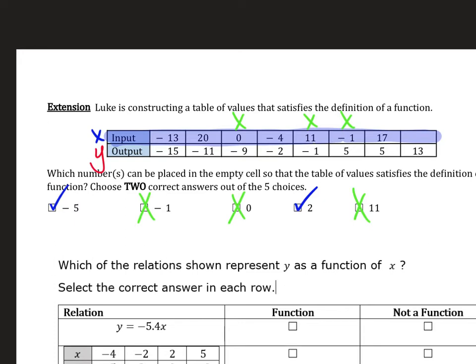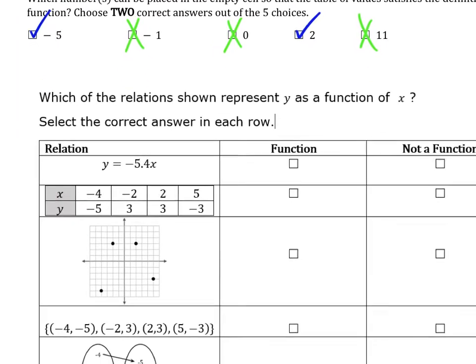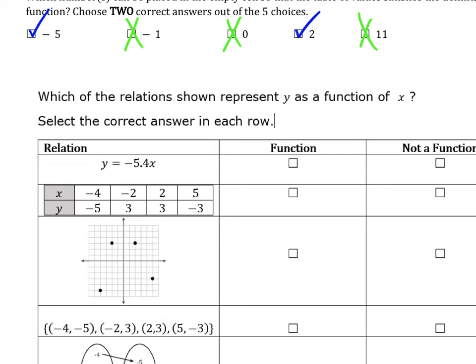Which of the relations shown represent y as a function of x? Select the correct answer in each row. In the first one, it says y equals -5.4x. That's something we're going to have to use Desmos for. So let's pull that up. In Desmos, you put in y equals -5.4x. And it gives you a line. It gives you a straight line.